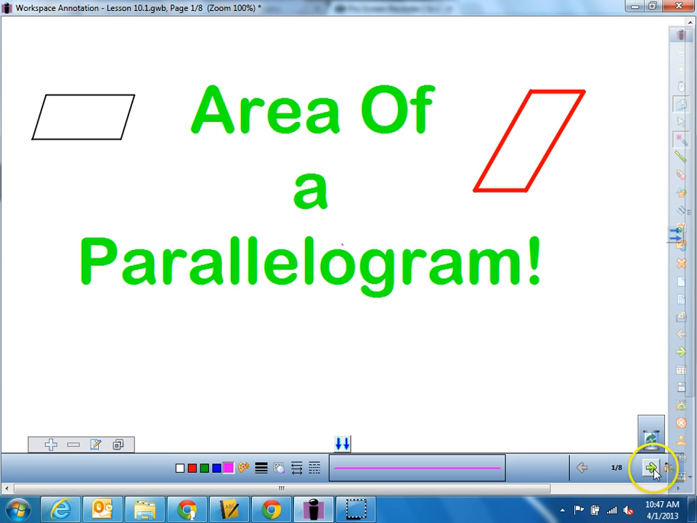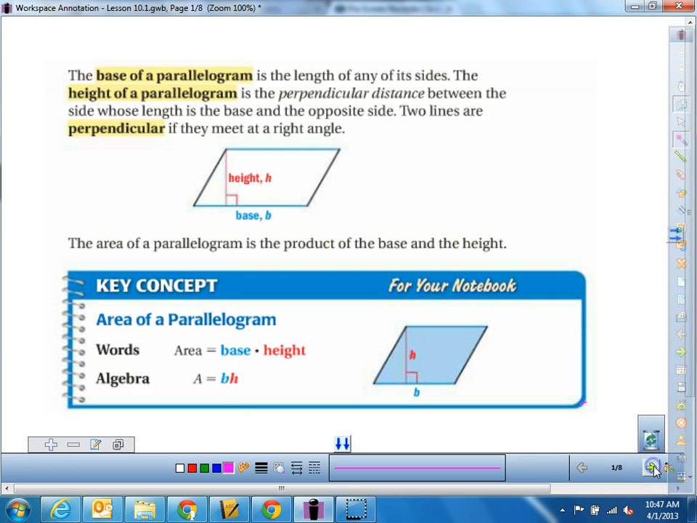Area of a parallelogram is quite easy. There's just one little trick to it. So what you need to know is what the base is and what the height is. The base of a parallelogram is the length of any of its sides. So technically you could make any one of these four sides the base. However, it's just easy if we can remember the bottom one. That's what I almost always do, just because the base means the bottom, that's what we're used to looking for. So I almost always make this bottom side the base.